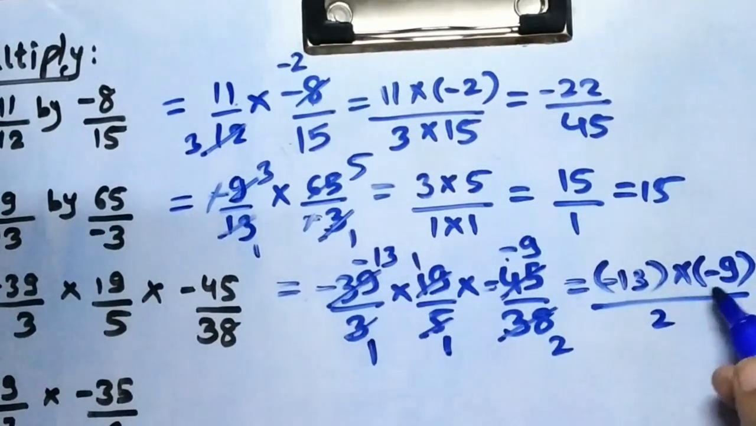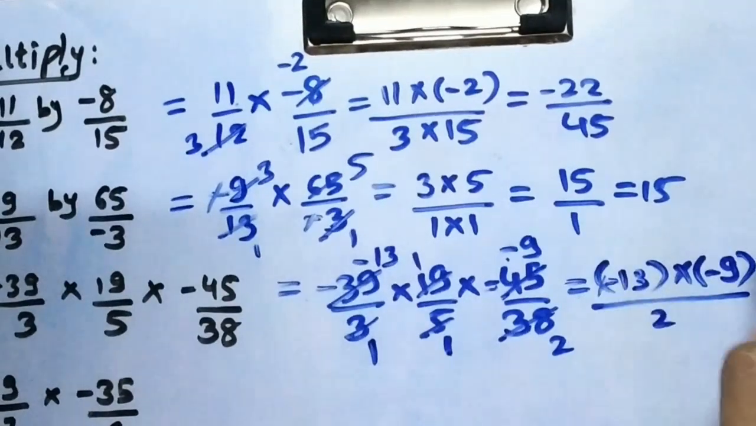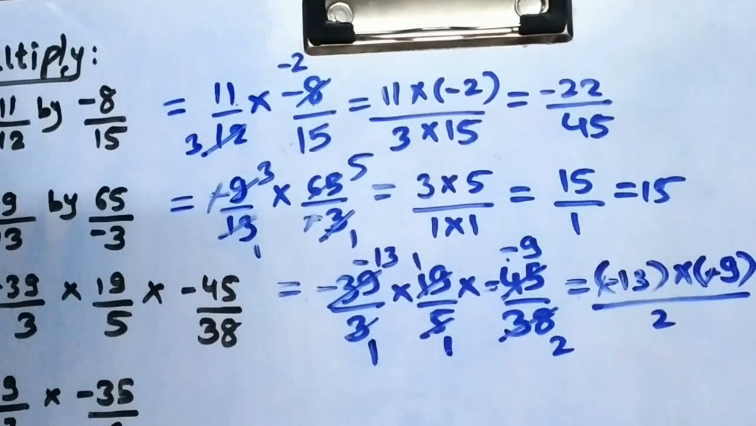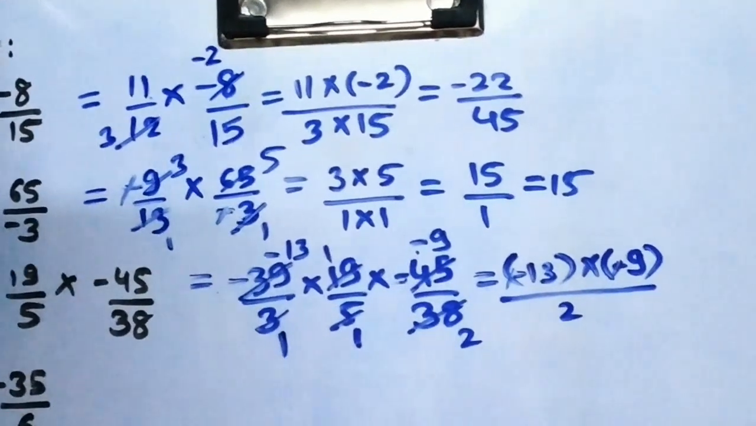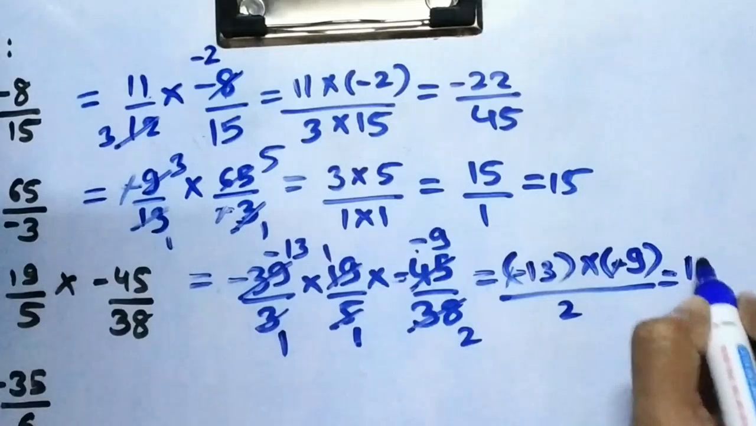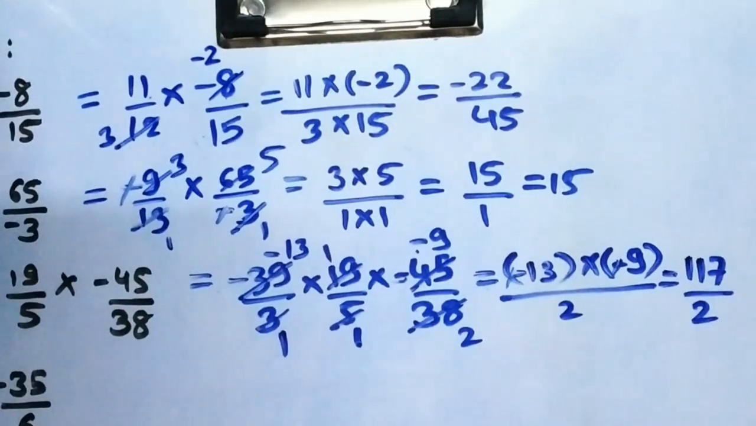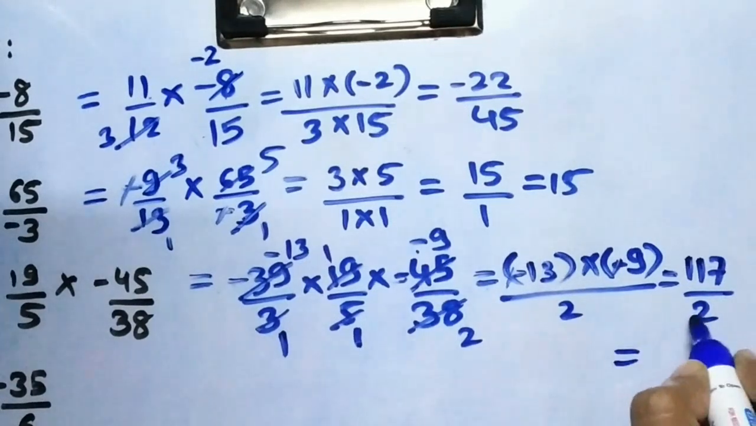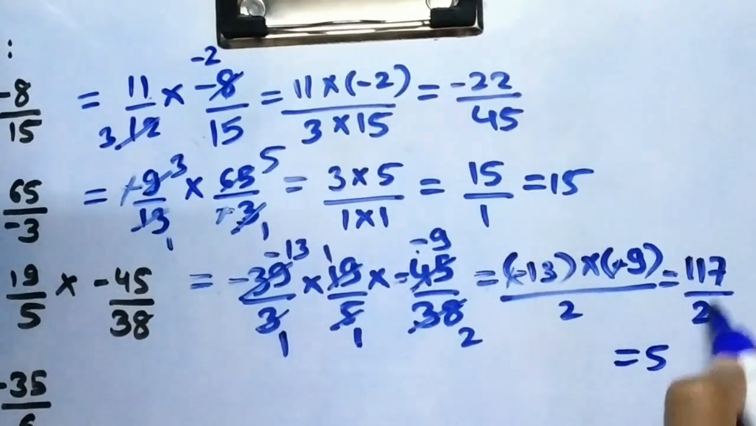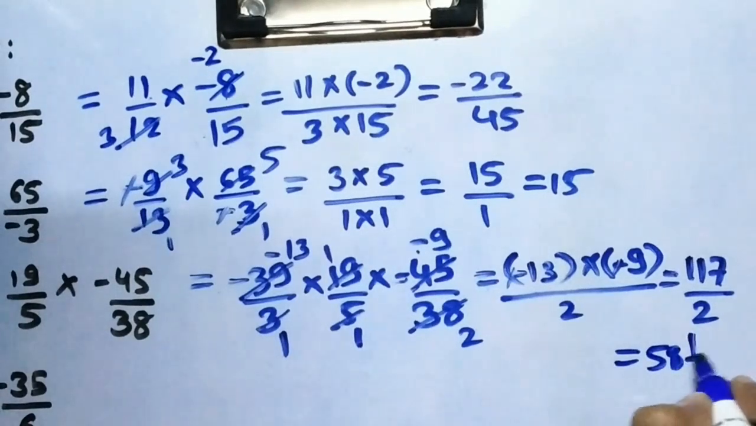Friends, this minus 13 into 9, this minus sign is going to cancel with this minus sign. In multiplication, minus of minus gives the sign of positive. 13 9s are 117. So friends, we'll write 117 by 2. And you can convert this into a mixed fraction: 2 5s are 10, 2 8s are 16, and 1 left, so 58 integer 1 by 2.